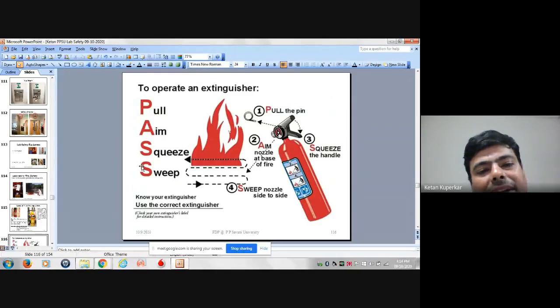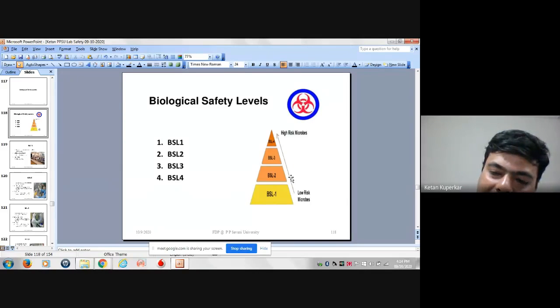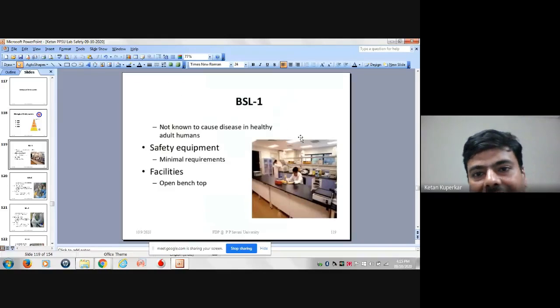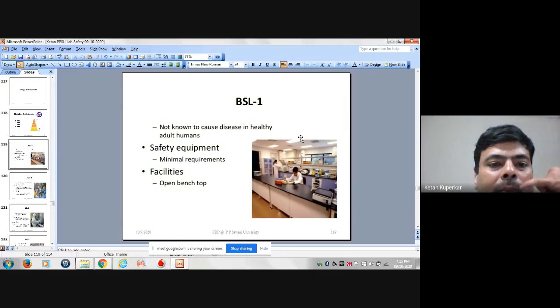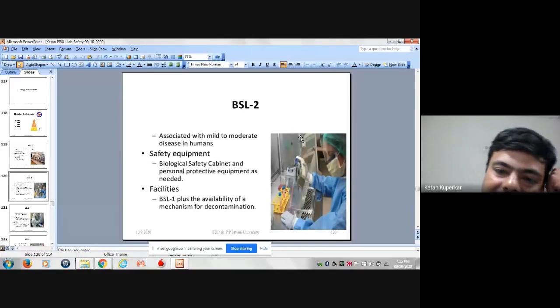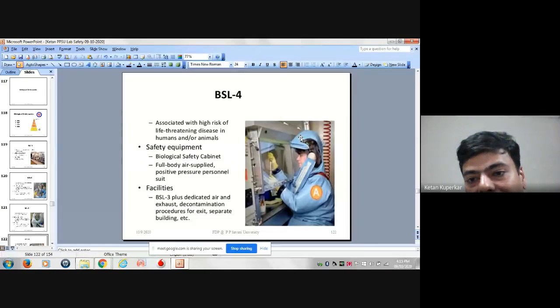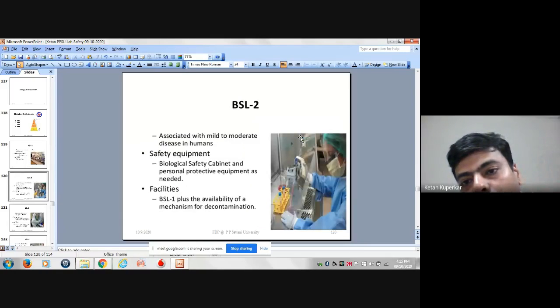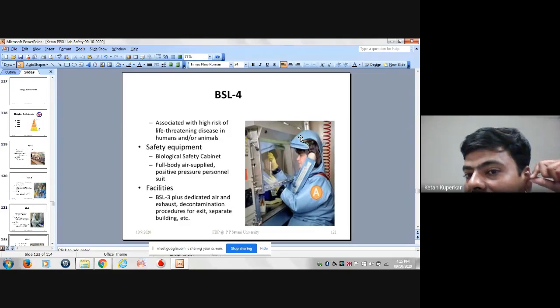So, pull, aim, squeeze, and sweep. Then you have biological safety levels, comprising BSL 1, 2, 3, and 4, the one being the lowest risk microbes and gradually going to the high risk. BSL 1 you can handle at the open bench top, but when you go to BSL 2, BSL 3, BSL 4, you can see the difference in the wearing setup, and how critically everyone is protecting themselves by wearing different kinds of PPE.